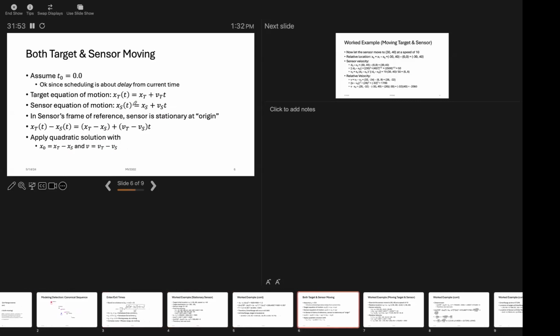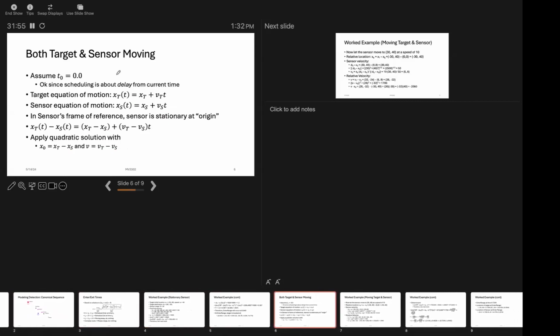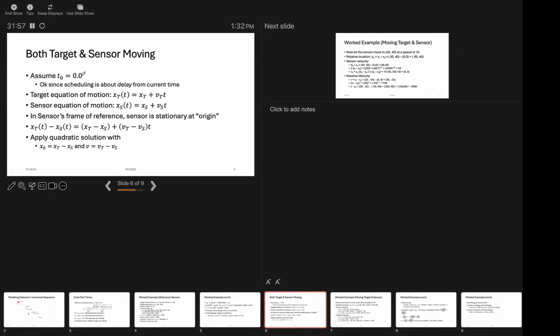Okay, so let's see what that looks like in this situation. So again, we're assuming that the T naught is 0 still. And I'll circle back to why even that is not a loss of generality.